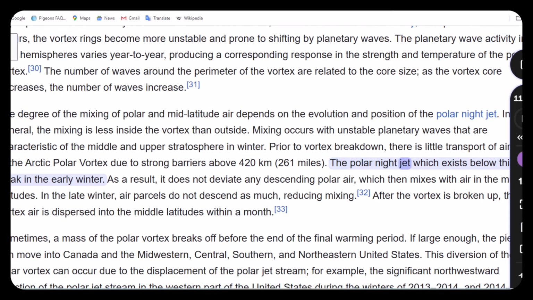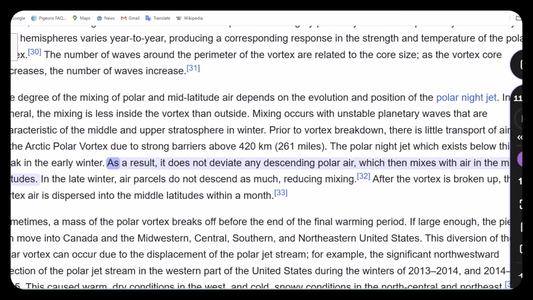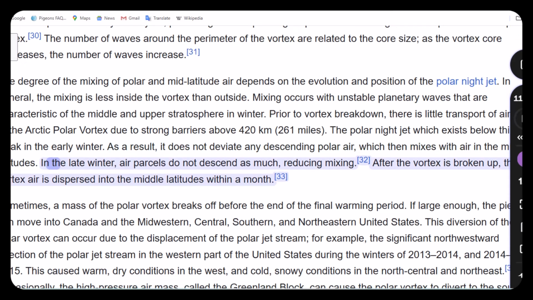The polar night jet, which exists below this, is weak in the early winter. As a result, it does not deviate any descending polar air, which then mixes with air in the mid-latitudes. In the late winter, air parcels do not descend as much, reducing mixing. After the vortex is broken up, the ex-vortex air is dispersed into the middle latitudes within a month.